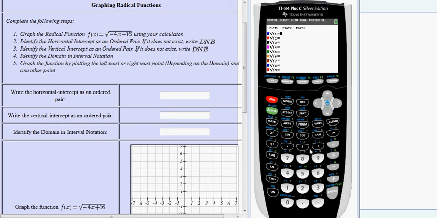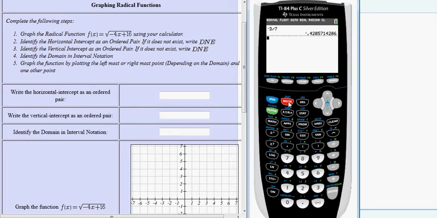In this problem, we're going to be graphing radical functions, first by using the graphing calculator, and then we're going to answer several questions below that. So to enter a function in your calculator, let me go back to the home screen. When you turn your calculator on, you'll be in what's called the home screen. And then to type an equation in, you press y equals.